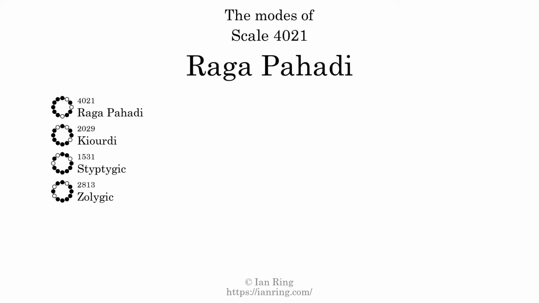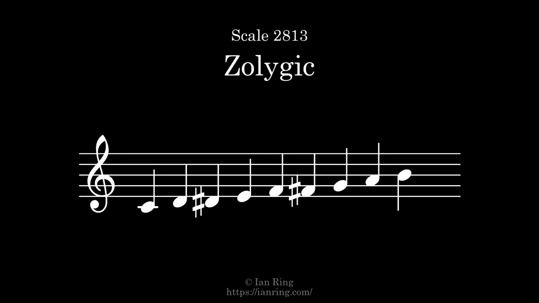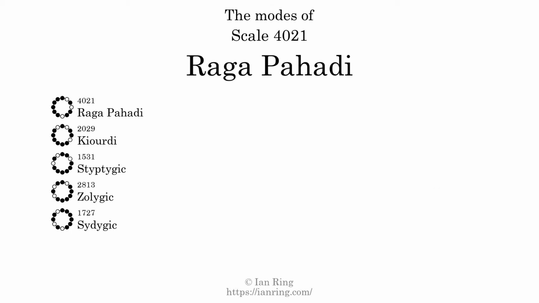The fourth mode is scale 2813, also known as Aerolithic. It sounds like this. The fifth mode is scale 1727, also known as Spectra. It sounds like this.